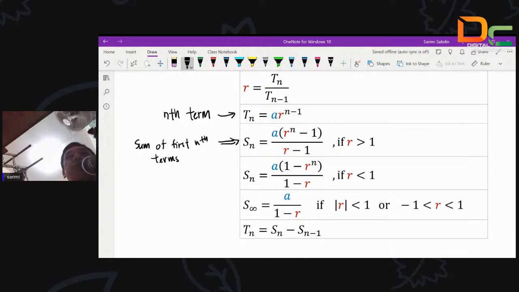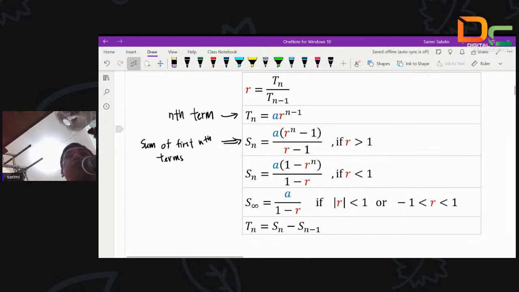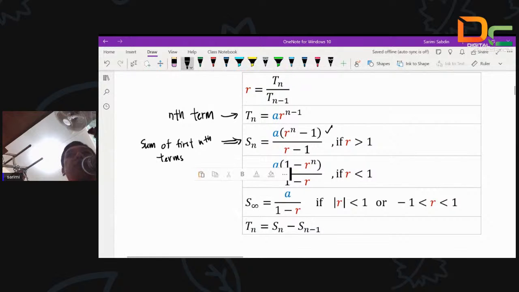Tapi sebenarnya dia tak ada masalah pun. If we choose a wrong formula, just for our safety, to make our life easier, please choose according to the value of R. Tak semestinya kalau R is less than 1, we cannot choose the first formula. We still can use it, but we will encounter a negative number that will cause a lot of problems when we try to solve it. So make sure when R is greater than 1, we use the first formula. When R is less than 1, we use the second formula.